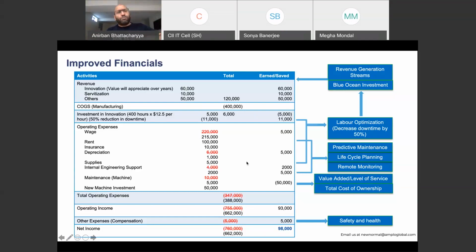I don't want to get into the numbers of insurance, depreciation. I mean, these are part of the manufacturing, as you know, but how do we take this and really make sure that we put a profitable angle?